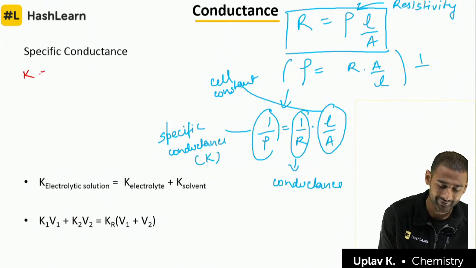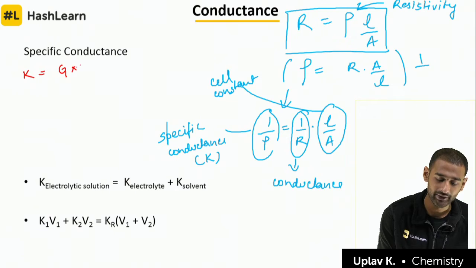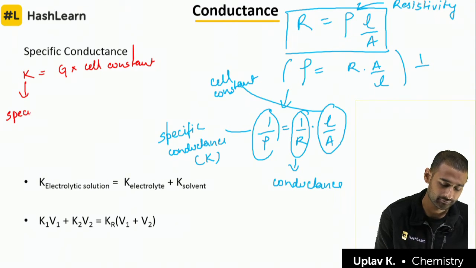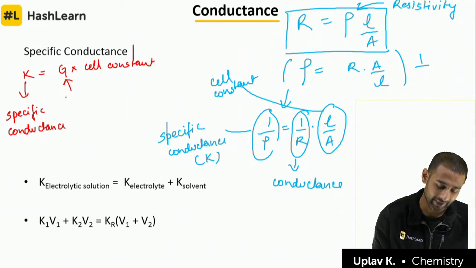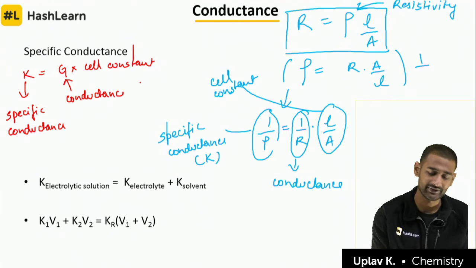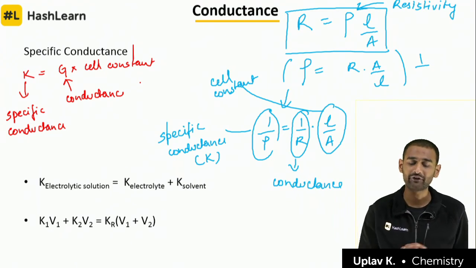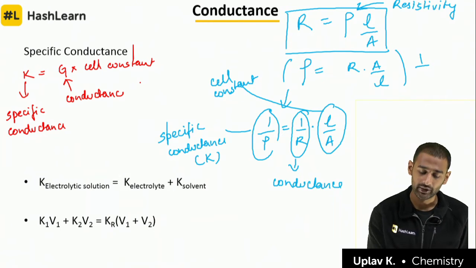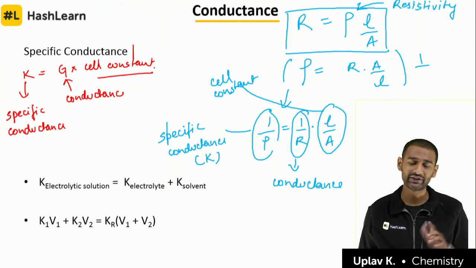So K is equal to G into cell constant, right? What is K? K is the specific conductance, which basically depends on the nature of the material. G is the conductance that is being offered, and this is the cell constant. Okay, so you can get a formula from this: if you know the conductance and the specific conductance, you can find the cell constant. So you'll get questions like this from this.